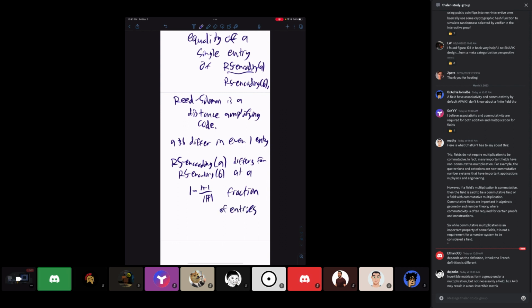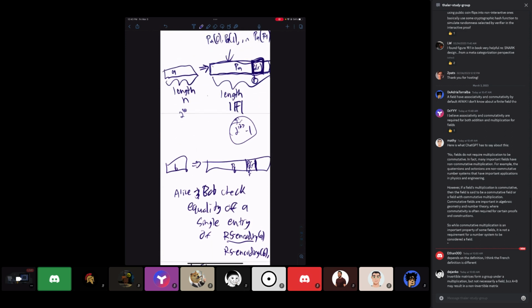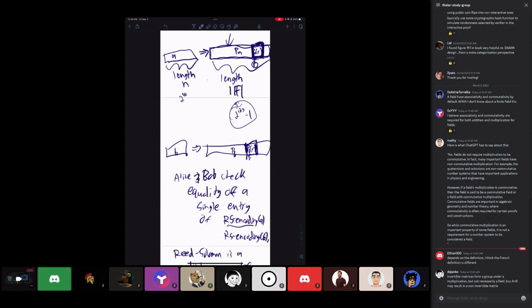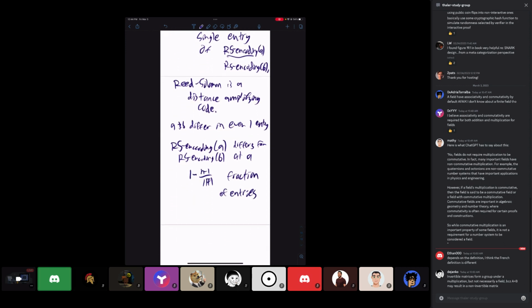So, a single entry differing between A and B means that the Reed-Solomon encodings differ at almost all the entries, and hence it's enough for them to compare just a single randomly selected entry of the encodings. Unless they happen to pick one of the few entries at which the two encodings happen to agree, they're going to detect the difference. Okay, so that is a coding theoretic view of the protocol we just saw.